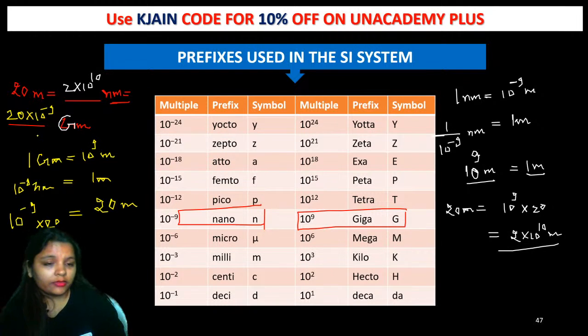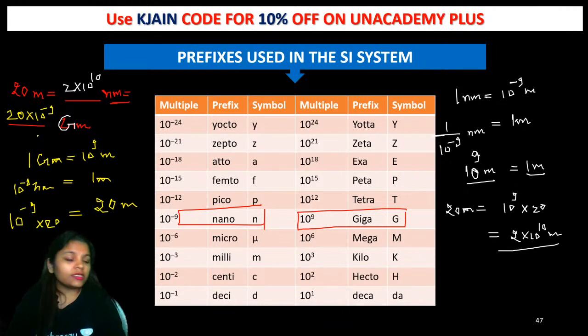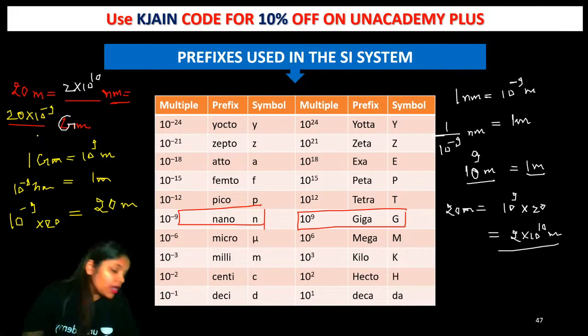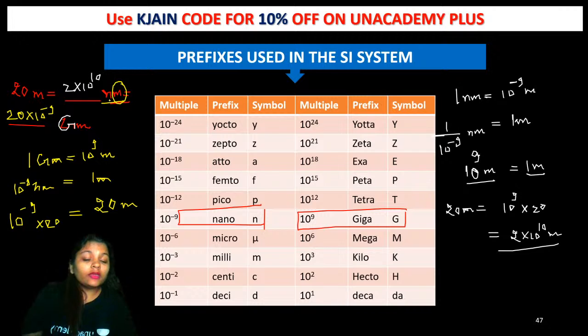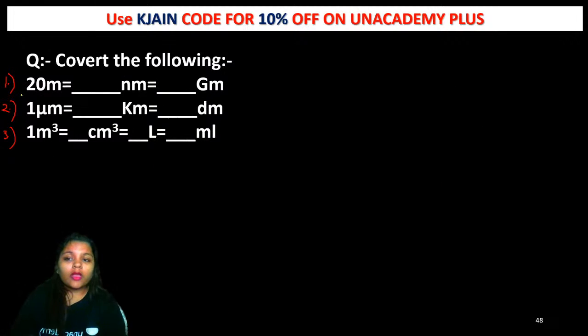You have to calculate how much is this, how much is this. Try to convert everything into the base unit first. Like if you have nanometer, then try to convert it into meter, then you calculate the other thing. This is the method to solve these kinds of questions. Now the next question is, how much is 1 micrometer in kilometer? Let's do this question.